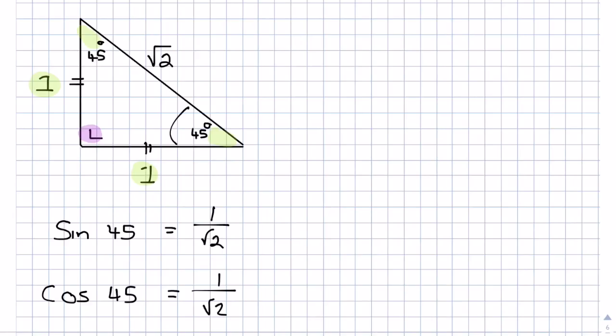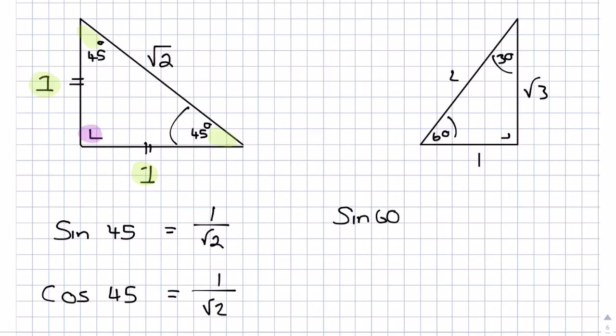Now let's draw one other triangle. This time one of the angles will be 30 and one of the angles will be 60. So if I make this one 60, this is 90, that means that has to be 30. The lengths of the sides are going to be 1, 2, and root 3. So let's do sine, cos and tan. Sine 60 is the opposite, which is root 3, over the hypotenuse, which is 2.